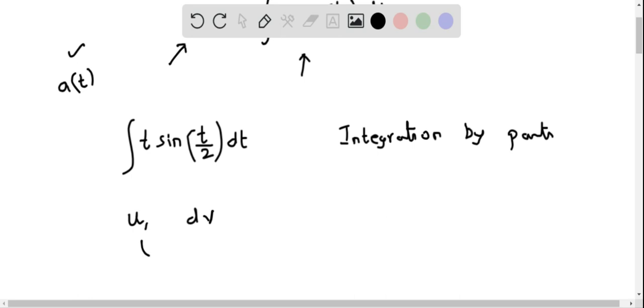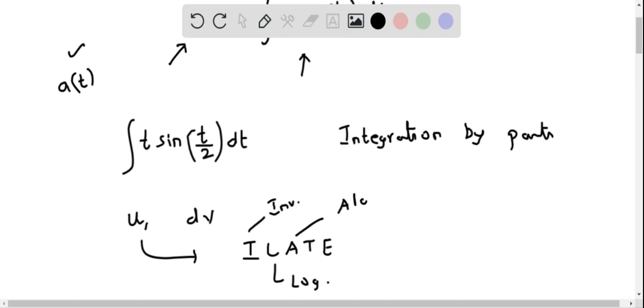So to choose the variable u, we will follow the rule called ILATE, and each letter stands for a type of function: I stands for inverse function, L stands for logarithmic function, A stands for algebraic function, T stands for trigonometric function, and E represents exponential function.